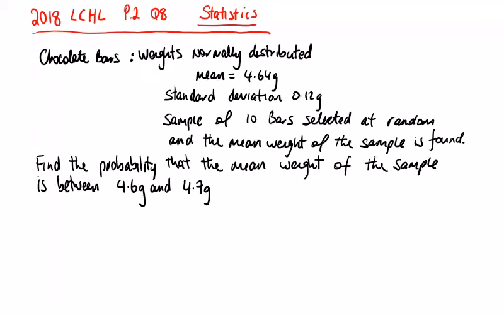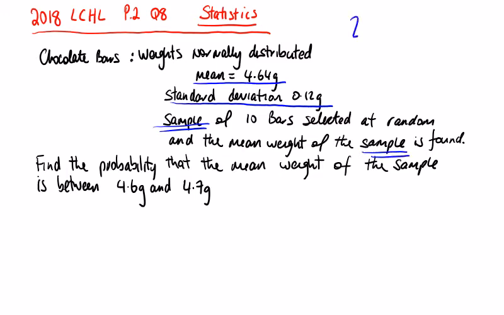2018 Higher Level Leaving Cert Paper 2 Question 8 is a statistics question. Acme Confectionery makes cakes and chocolate bars. They have launched a new bar called Chocolate Crunch. The weights of these new bars are normally distributed with a mean of 4.64 grams and a standard deviation of 0.12 grams. A sample, very important, a sample of 10 bars is selected at random and the mean weight of the sample is found. So we're dealing with a sample here.